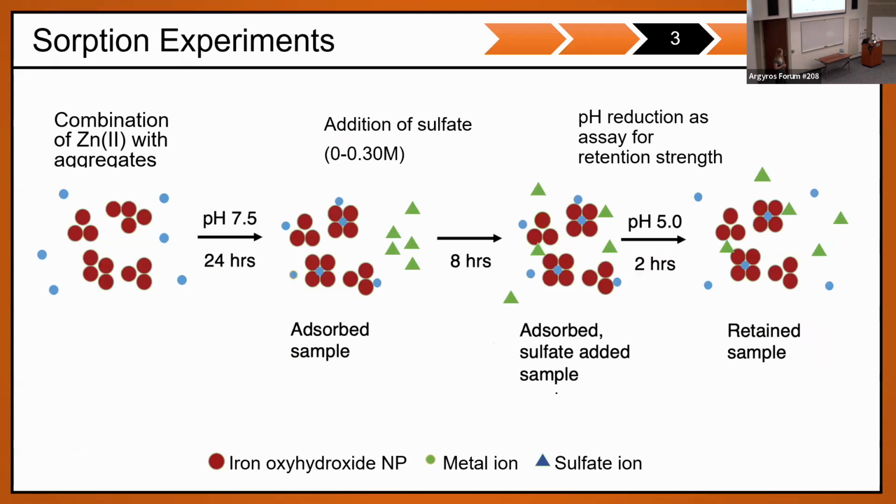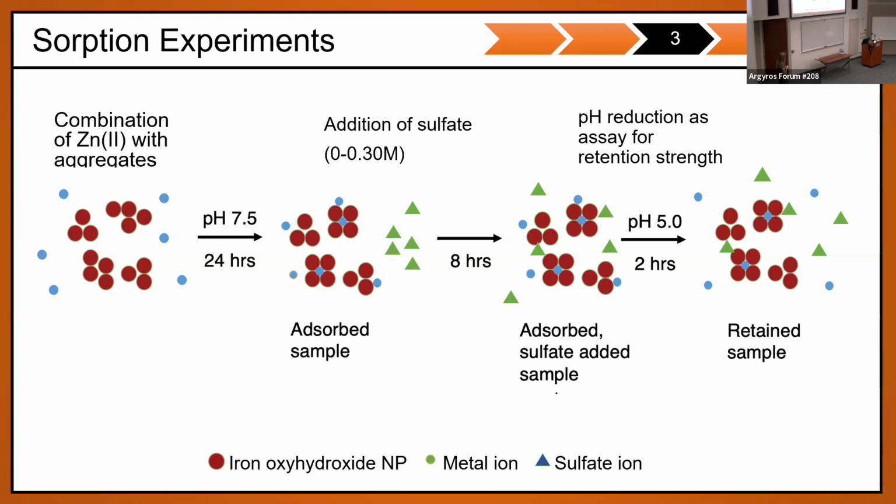Next, we have our adsorption experiments. So this was the bulk of the experimental work that was done. The first thing we did was we combined our zinc with the iron oxyhydroxides, the various aggregates. So you have your metals here. The pH was brought up to 7.5 because that was shown to bring about maximal adsorption. That gave us our adsorbed sample.